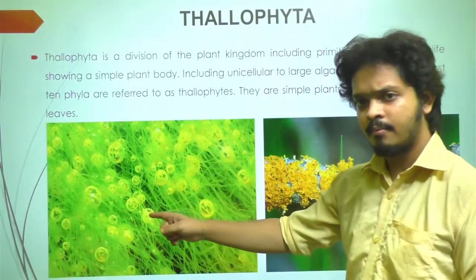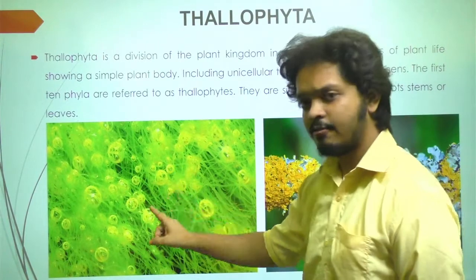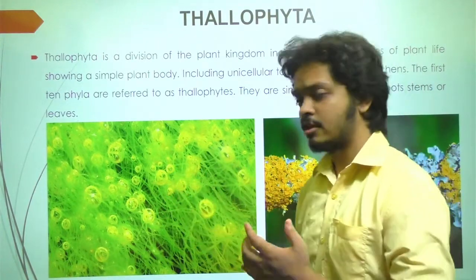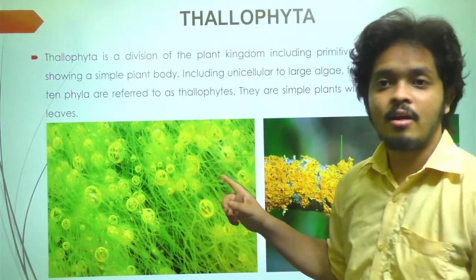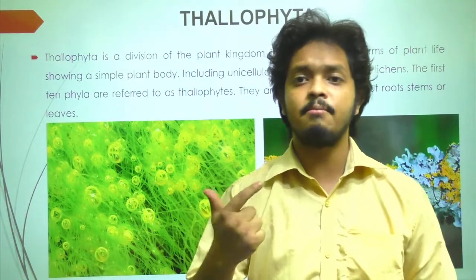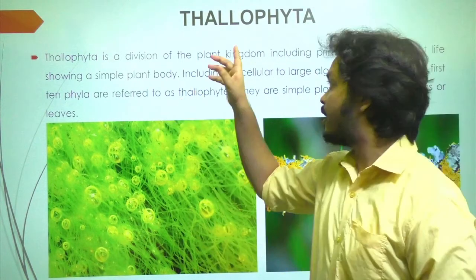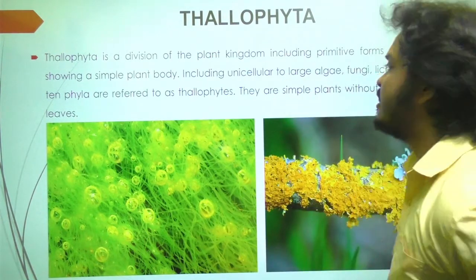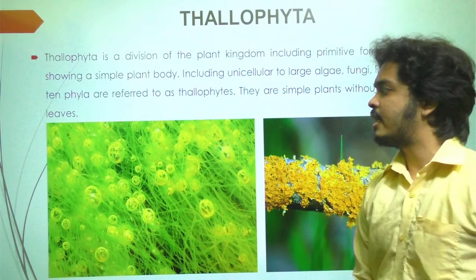Take a look at this particular picture. Can you differentiate which one is a leaf, which one is a branch, which one is a shoot or roots? No, right? That's the reason why they're called thallus. There are no distinct divisions between roots, stems, leaves, and so on. That's the reason why they're called thallus, and they are in this particular part called thallophyta. Thallophyta is a division of the plant kingdom, including primitive forms of plant life, showing a simple plant body.